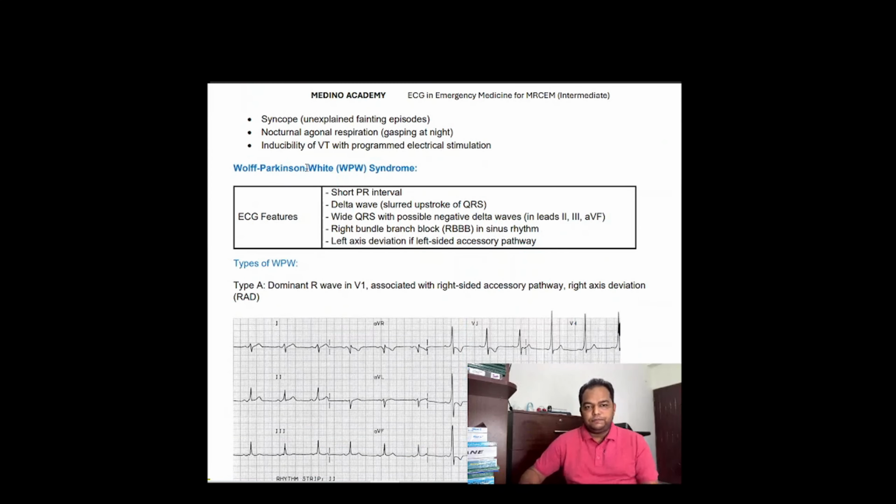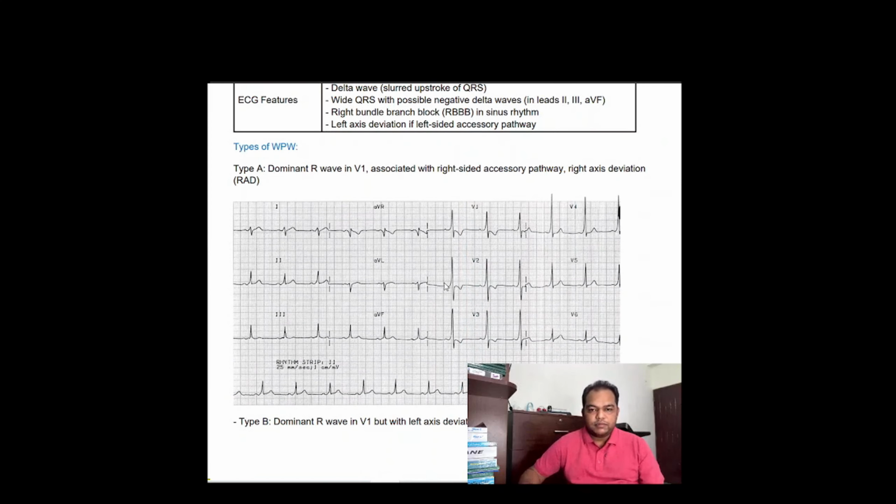Now, WPW syndrome. WPW syndrome is represented in this ECG by a short PR interval. You can see the PR interval is less than 3 small squares here, and the most important finding here is the delta wave. What is the delta wave?